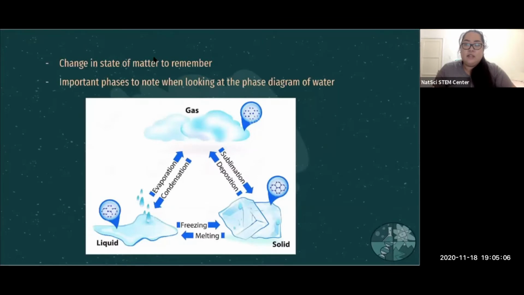Okay. So changes in state of matter to remember. These are important phases to note, especially when looking at the phase diagram of water. You're going to see evaporation and condensation. Evaporation is when a liquid evaporates to a gas. Condensation is when gas vapors collect together again and form a liquid. Deposition is from a solid to a gas. Sublimation is from a gas to a solid. Freezing and melting is what we know, from a solid to a liquid and liquid to solid.